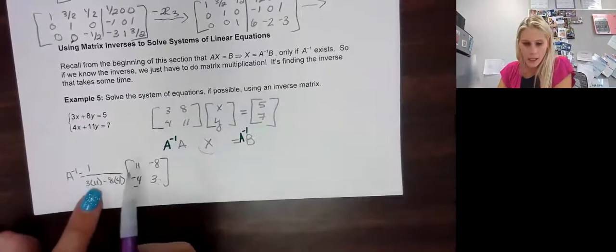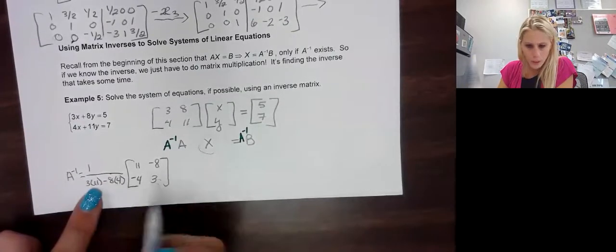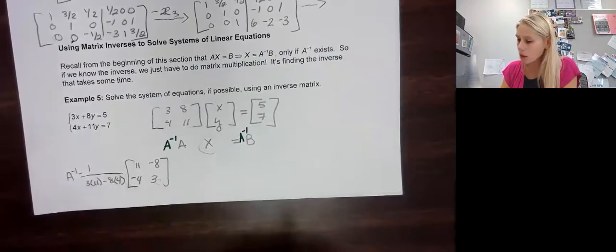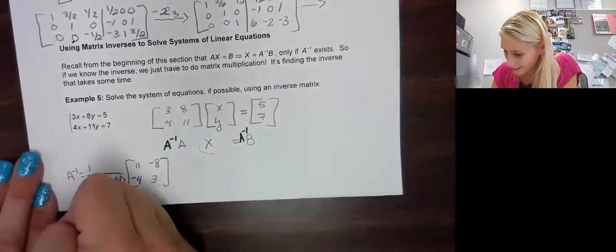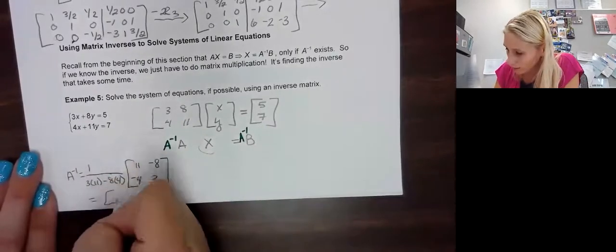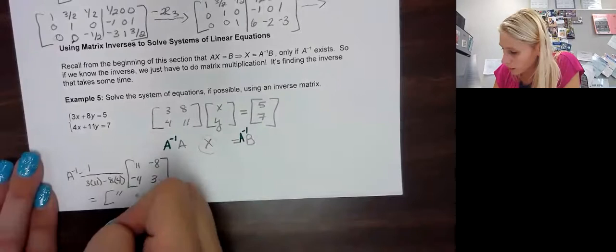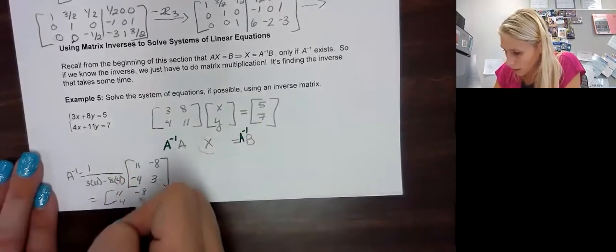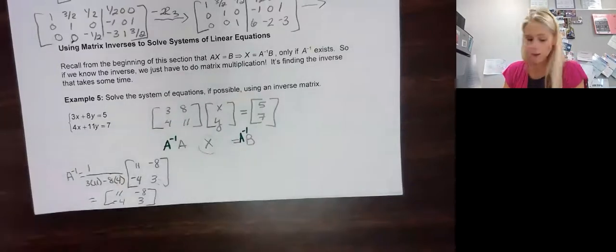Okay, so when I do that and I actually bring that down, I find out that this is 33 minus 32, which is 1. Isn't that nice that that came out correct? So our inverse is 11, negative 8, negative 4, 3. Okay, we found our inverse.